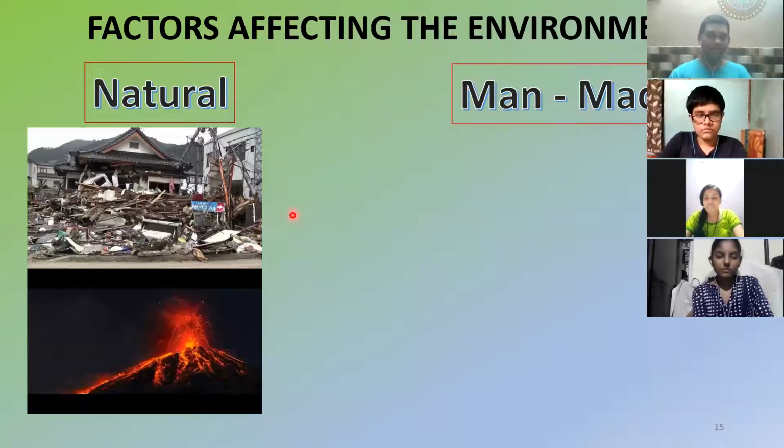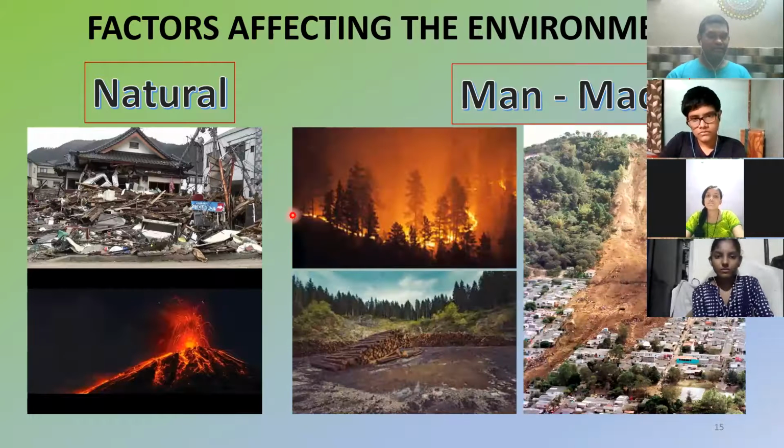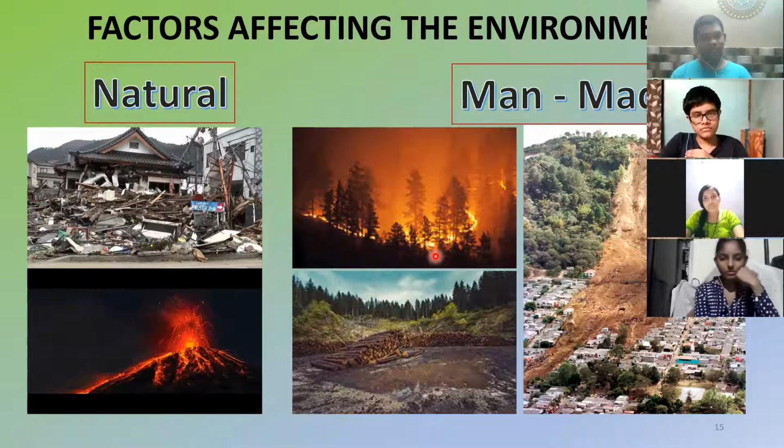But in man-made, look how many factors there are. You can see the first one. What is it? Forest fire. It's a forest fire. Just last month, recently in the US, a very big forest fire was going on for almost a month. Are you aware about that?